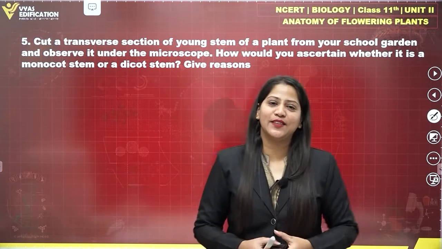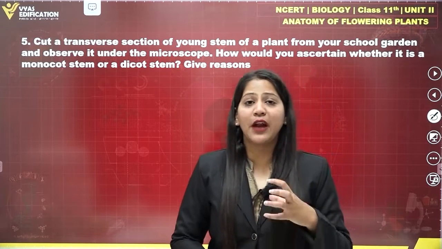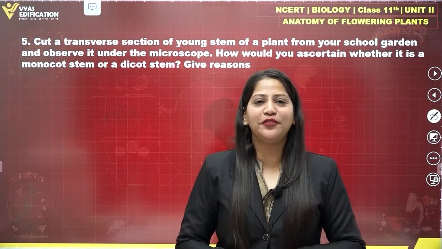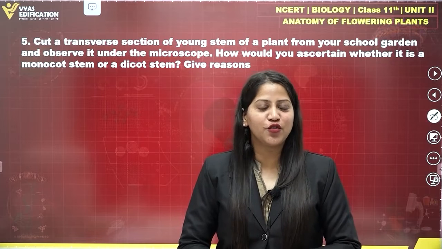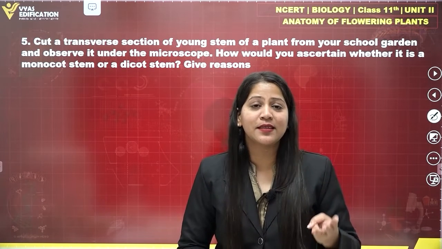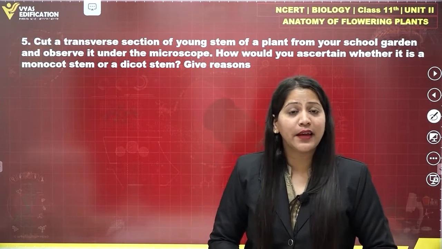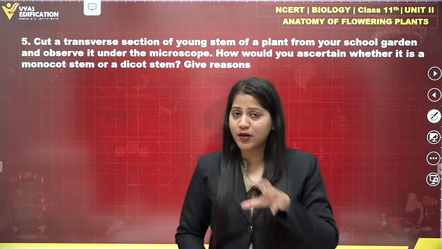The third characteristic of dicot stem is that they have ground tissue. The ground tissue of dicot stem is differentiated into collenchyma, parenchyma, endodermis, pericycle, pith, etc. So all these are the characteristics of dicot stem.